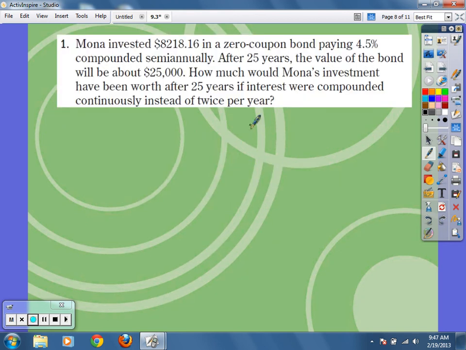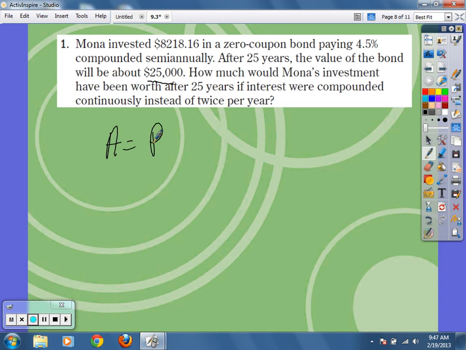Okay, let's talk about Mona. She invested this amount of money in a zero coupon bond paying 4.5% compounded semi-annually. After 25 years, the value of the bond will be this. How much would Mona's investment have been worth after 25 years if the interest were compounded continuously instead of twice per year? Okay, so she would have had $25,000. Let's see how much she would have had if it was continuous.